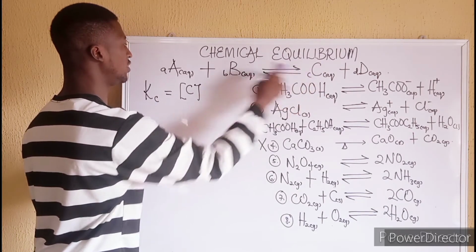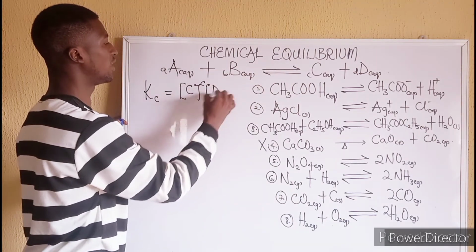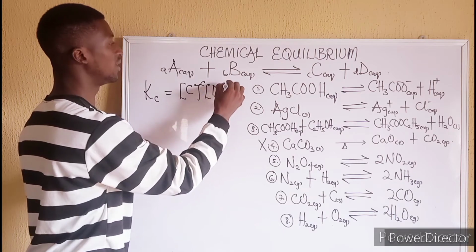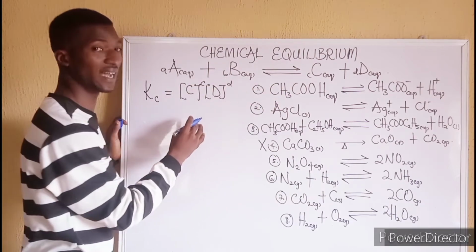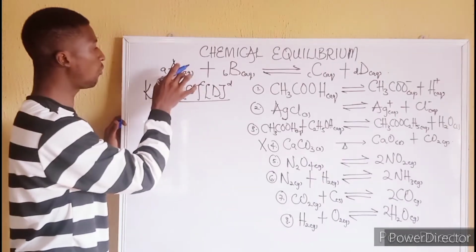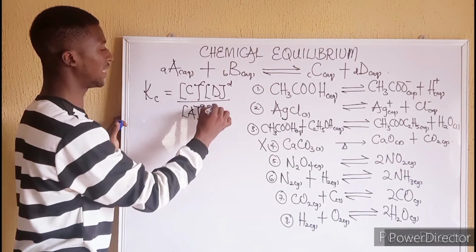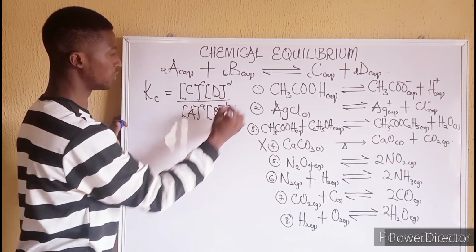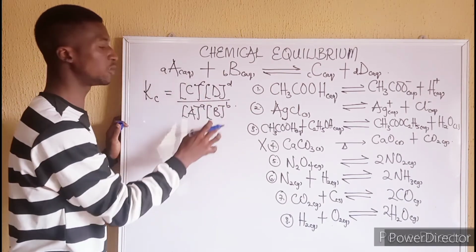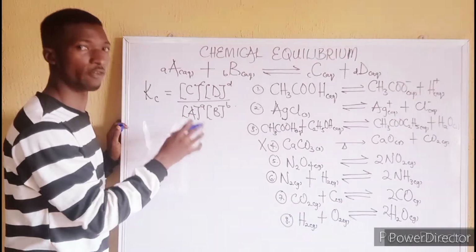What we mean by active mass is the concentration of product raised to its power, and the power is represented as the mole. So this is C raised to the power of small letter c, and you also have that of D raised to the power of the mole, which is small letter d. Everything divided by that of the reactant. The components of the reactant include A raised to power a and that of B raised to power b. So we can use this to express the equilibrium constant for a system in aqueous form.